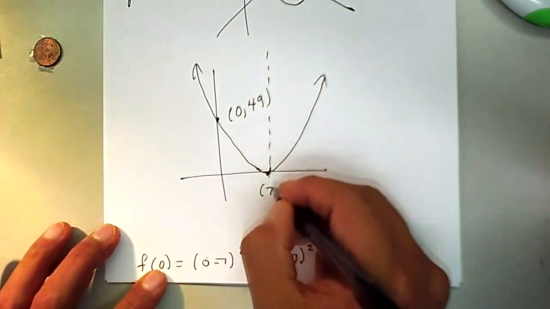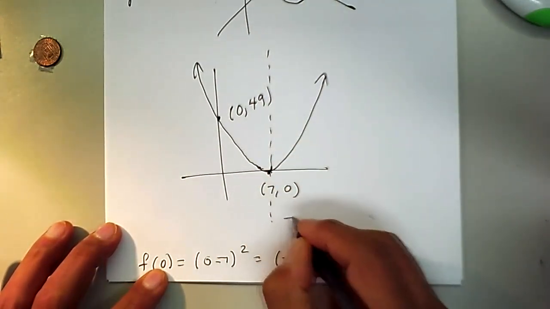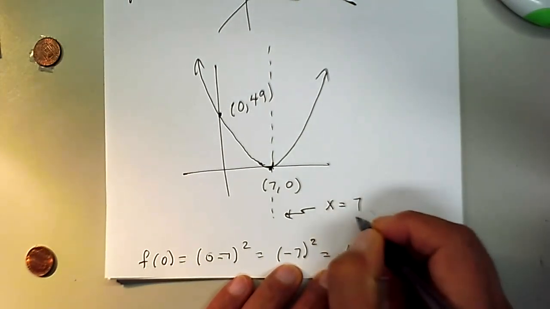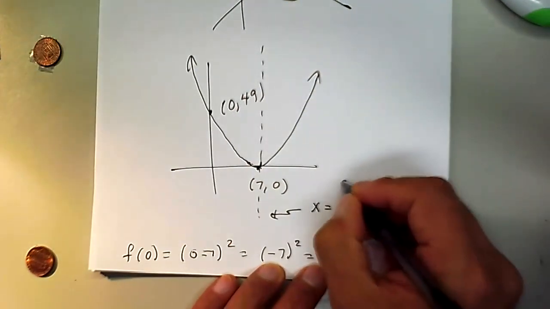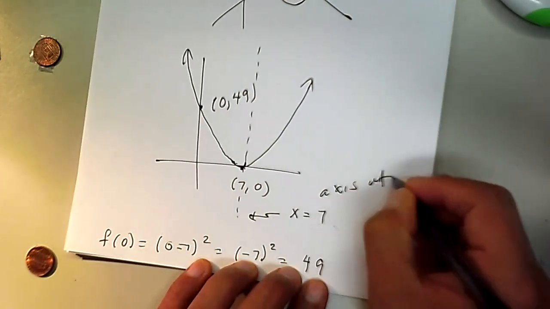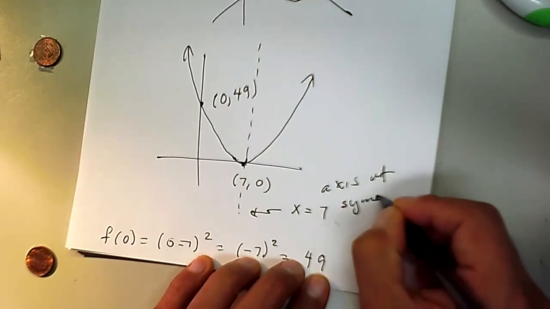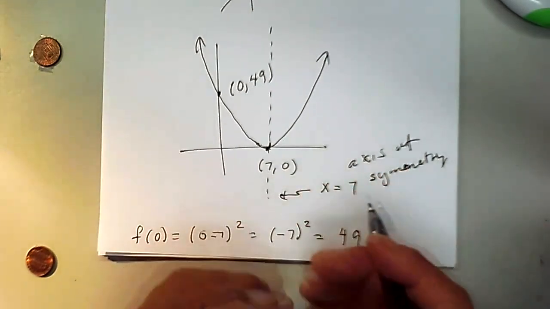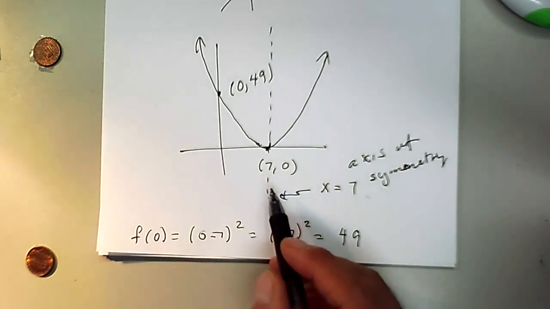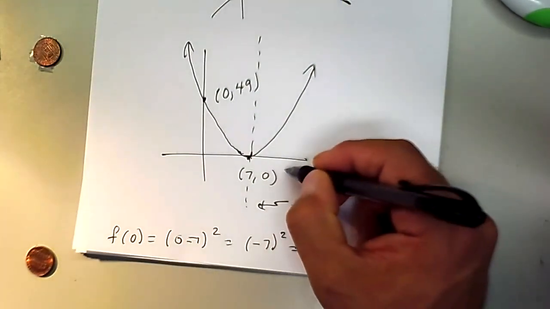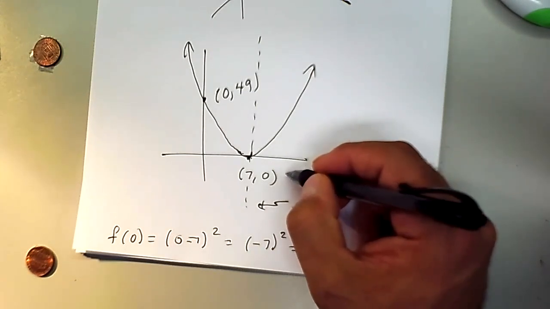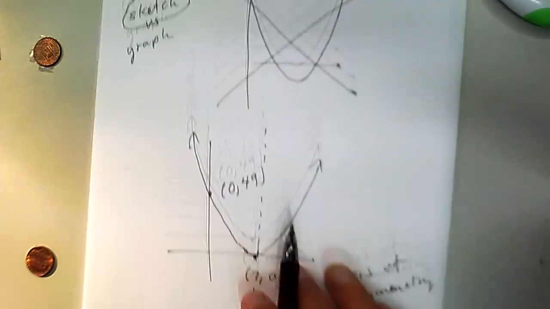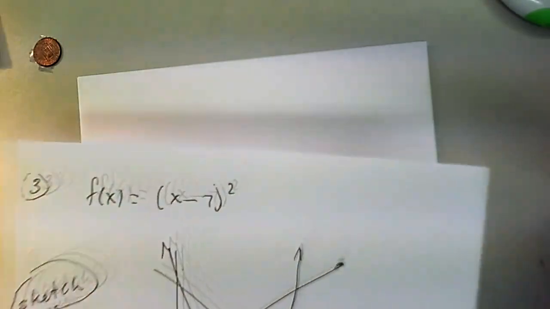No, I'm sorry. We don't go through the origin. We go through the vertex, and this line, which has equation x equals 7, is the axis of symmetry. Note that the vertex is the same as the x-intercept. So sometimes a point has double duty. In this case, the x-intercept is the same thing as the vertex. It is both. Not to be confused with example 2.